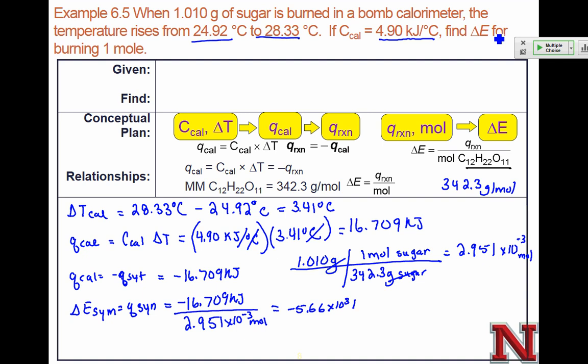And our units are going to be kilojoules per mole, because kilojoules and mole don't cancel out, so those units are both there. So that makes sense. And it also makes sense that it's going to be a negative number, because we are losing heat in the reaction, because the calorimeter is increasing in heat.